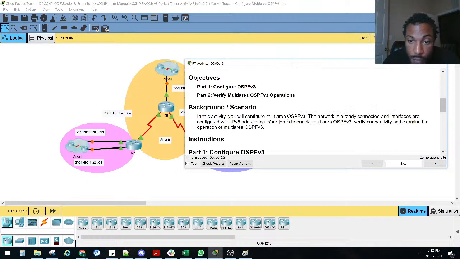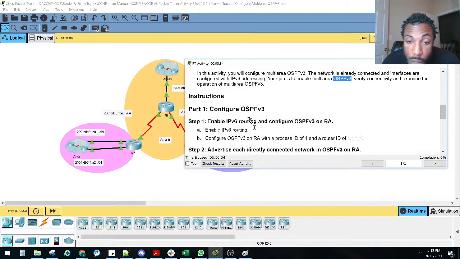In this activity, we'll configure multi-area OSPF. The network's already connected and interfaces are configured with IPv6 addressing. Your job is to enable multi-area OSPF version 3. Remember, version 2 is for IPv4, and OSPF version 3 is for IPv6. Verify connectivity and examine the operation of multi-area OSPF.